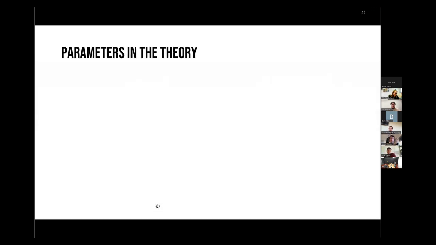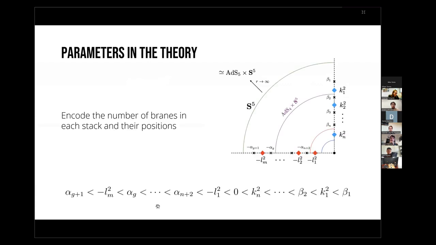What are the parameters in the theory? The parameters are, well, I plot this graph. This is also sigma. We have these k's and l's that are the positions of the 5-branes, k from the NS5 and l from the D5. And we have also the betas and alphas that satisfy this ordering. These alphas and betas encode the number of branes in each stack. For example, in the first stack we have 5 NS5, and in the other we have 10. It depends on the values of beta.